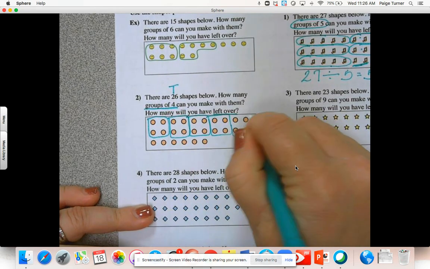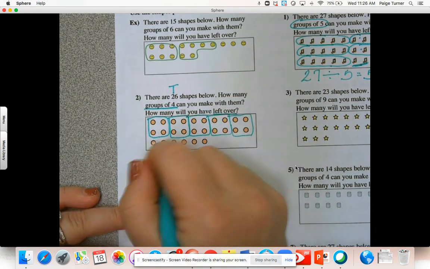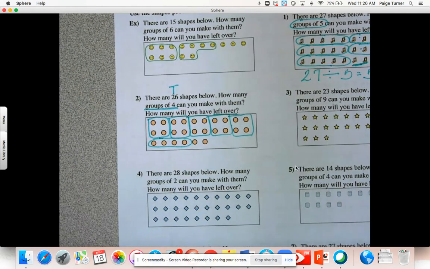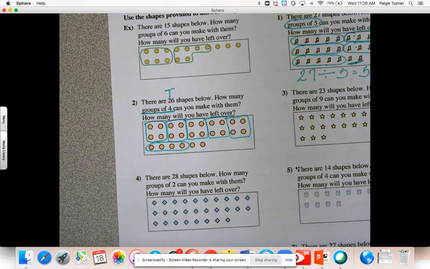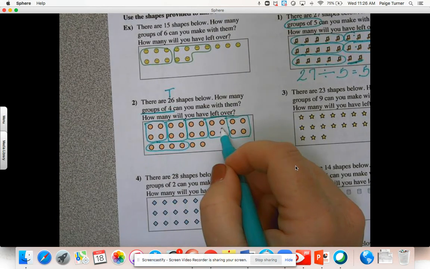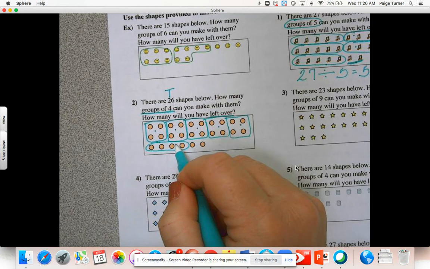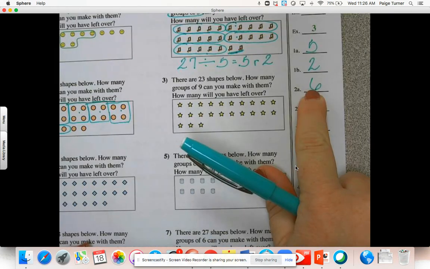1, 2, 3, 4. 1, 2, 3, 4. So there's some groups there, and then I have some circles down here at the bottom. I can make another group of 4. 1, 2, 3, 4. Okay? And then as you can see, I cannot make another group of 4. So we just keep circling groups of 4 until we realize that we don't have enough circles left to make another group of 4. All right, so how many groups did we make? We made 1, 2, 3, 4, 5, 6. We made 6 groups. So that's the answer to 2A right here.